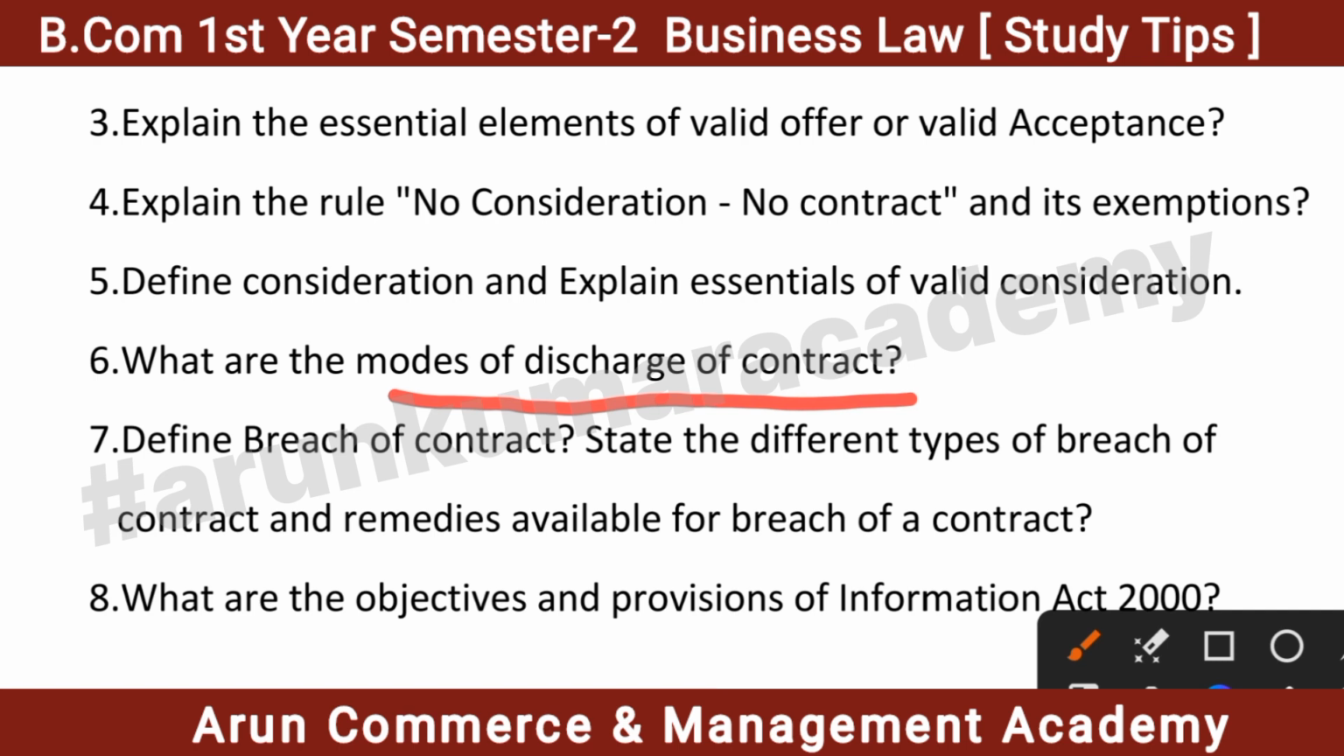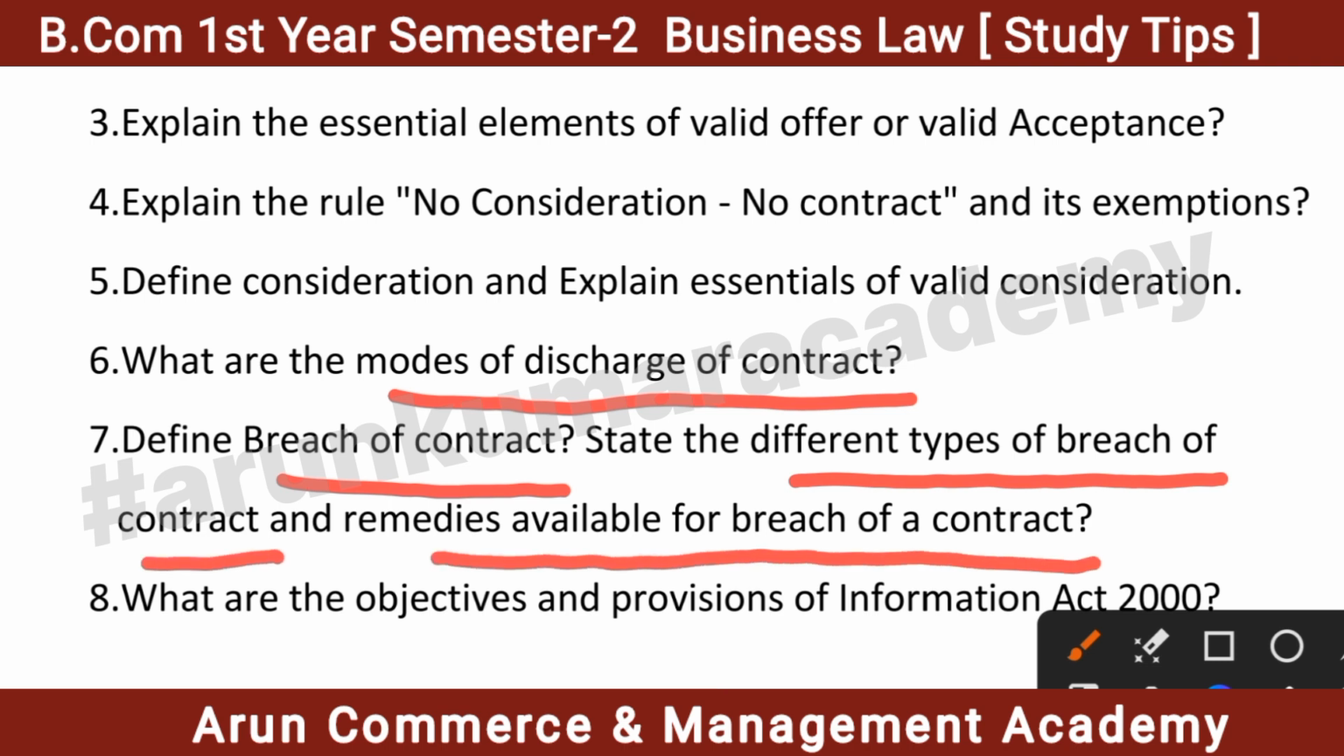Like discharge of contract and various modes of discharge of contract, and what do you mean by breach of contract? Breach means breaking the contract. And what are the different types of breach of contract, and what are the various remedies available for breach of contract, right? I think nearly 5 remedies are there. So you need to explain all those remedies like quantum meruit, injunction, etc. You need to explain all the remedies available for breach of contract. So these will be coming in choice, and sometimes you may get a question like objectives and provisions of the Information Technology Act 2000 also. These are the questions coming in choice only.